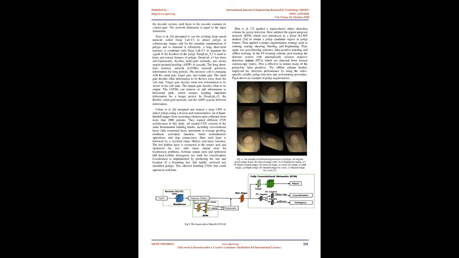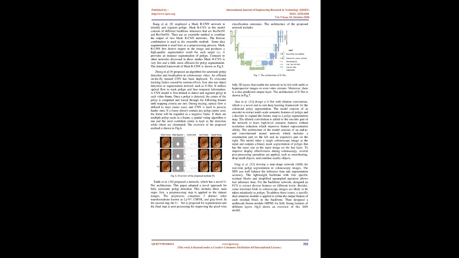Xiao et al. 5 attempted to use the existing deep neural network called DeepLab v3 to detect polyps in colonoscopy images, for the semantic segmentation of polyps and to transmit it effectively. A long short-term memory is combined with DeepLab v3 to augment the signal of the location of the polyp. DeepLab v3 is used to learn and extract features of polyps. DeepLab v3 has three sub-frameworks, ResNet, multi-grid methods, and atrous spatial pyramid pooling, ASPP, in cascade.